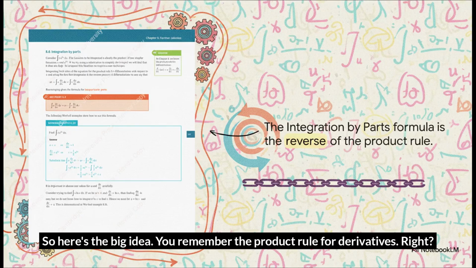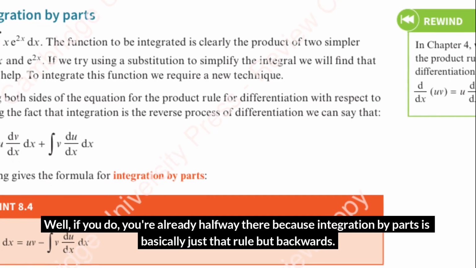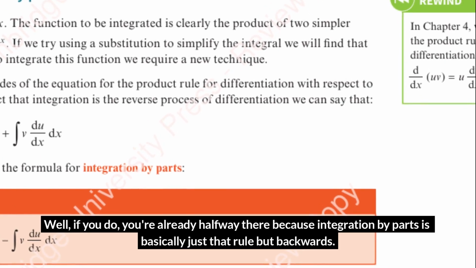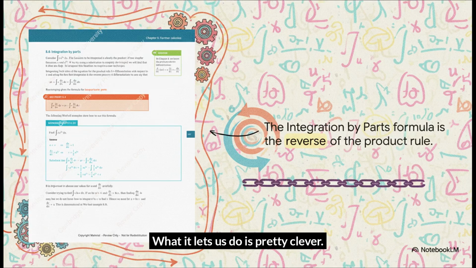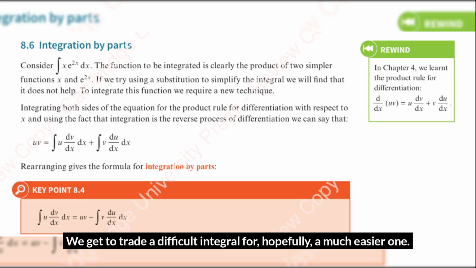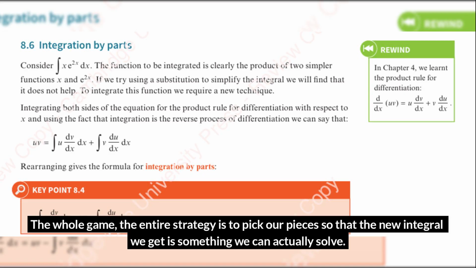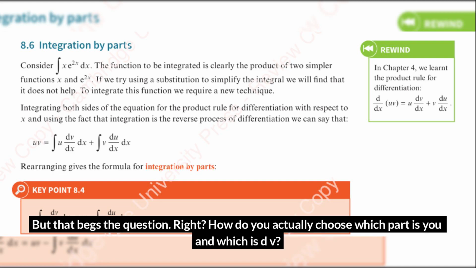Okay, so here's the big idea. You remember the product rule for derivatives, right? Well, if you do, you're already halfway there, because integration by parts is basically just that rule, but backwards. What it lets us do is pretty clever. We get to trade a difficult integral for, hopefully, a much easier one. The whole game, the entire strategy, is to pick our pieces so that the new integral we get is something we can actually solve.